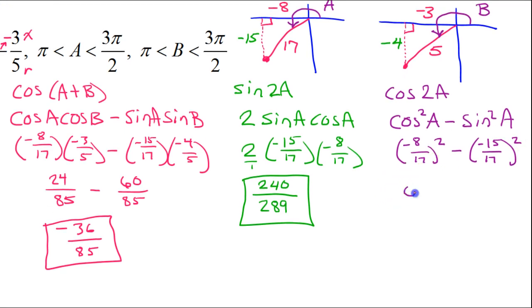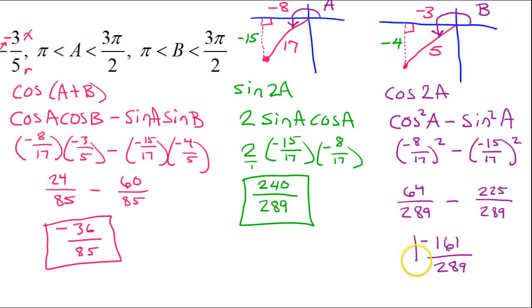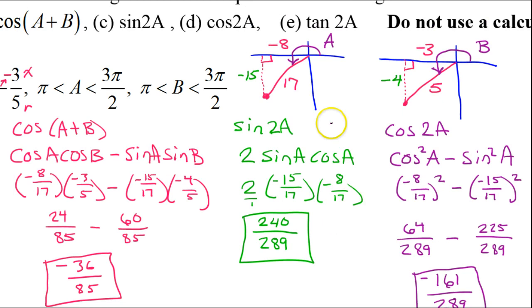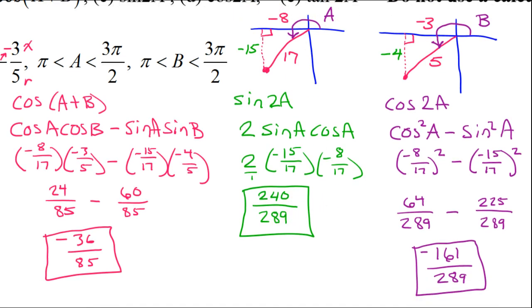So this is going to give me 64 over 289 minus, and this is going to give me 225 over 289. And that's negative 161 over 289. So that is cosine of 2A. That just leaves tangent of 2A.